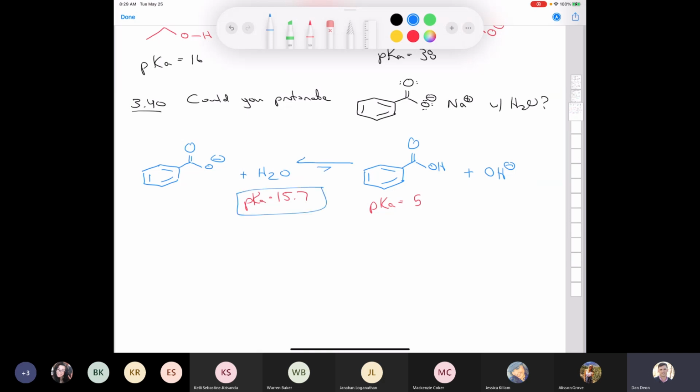Why? Because we always lie to the side of the weaker acid, right? It's almost 10 to the power of 11 less acidic than this. And so, no, water is not going to protonate it. It's not going to make that. So the answer here is no. Not going to work. So you have to be able to choose appropriate solvents.